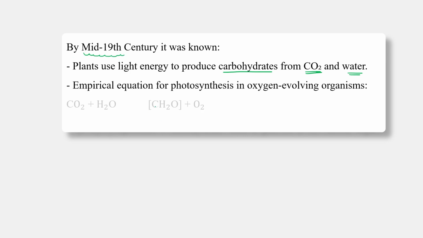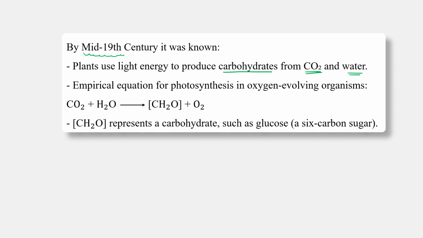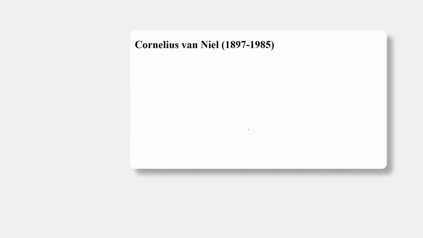So what is the equation? The equation is like this: CO2 plus H2O is equal to starch plus oxygen. This CH2O represents a carbohydrate such as glucose, okay, which is a 6-carbon sugar.